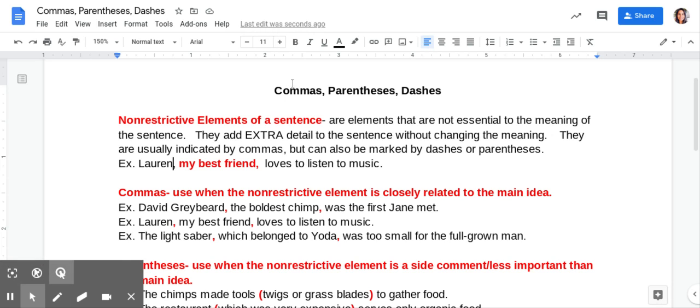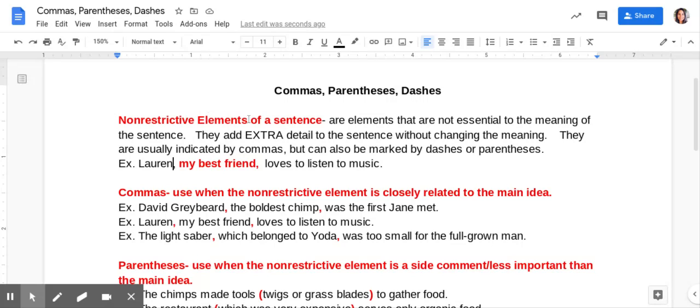Today you are going to be learning about commas, parentheses, and dashes. These are all different punctuation marks that help writers organize their thoughts and also divide sentences into meaningful parts. But in order to understand how to use commas, parentheses, and dashes, you have to understand what a non-restrictive element of a sentence is. So let's look right here.